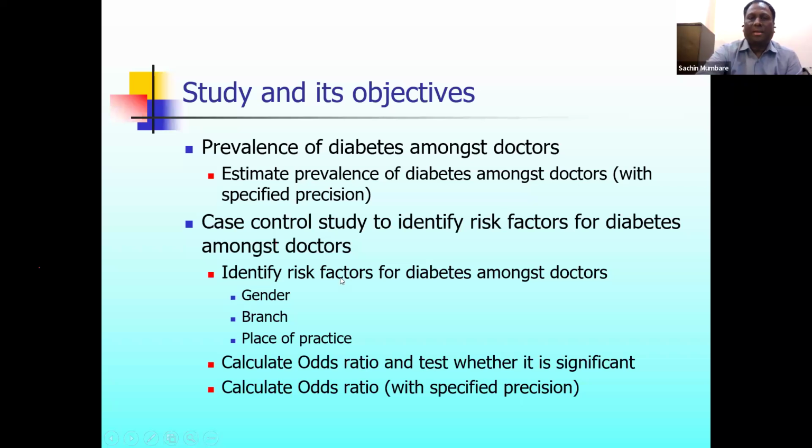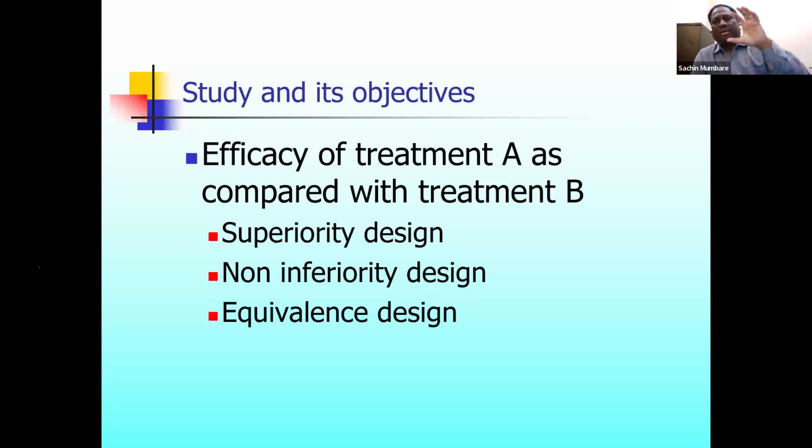And for each of the risk factor identified, you will calculate the odds ratio and test whether it is significantly different than one. And sometimes, very rarely, you want to estimate the odds ratio with specified precision also. So finally, when you want to estimate sample size, you have to just enumerate the objectives, whether the objectives are estimating something and whether the objectives are testing some difference between two or more means, or difference between two or more proportions, and estimation of sample size will be different in each of the scenario.